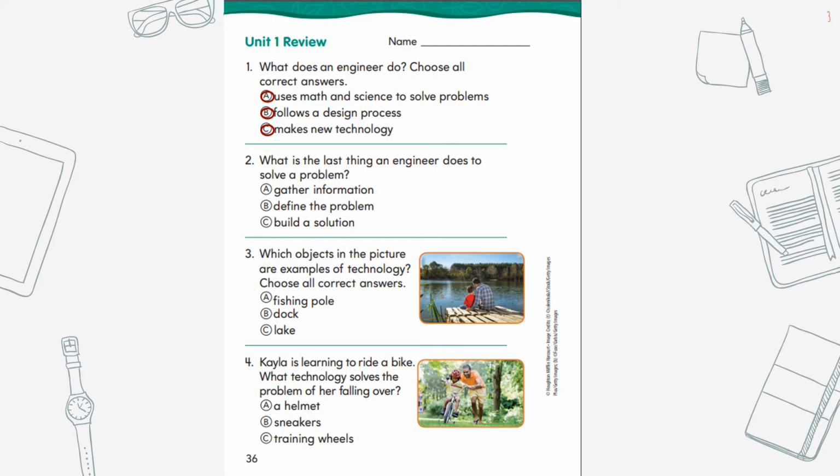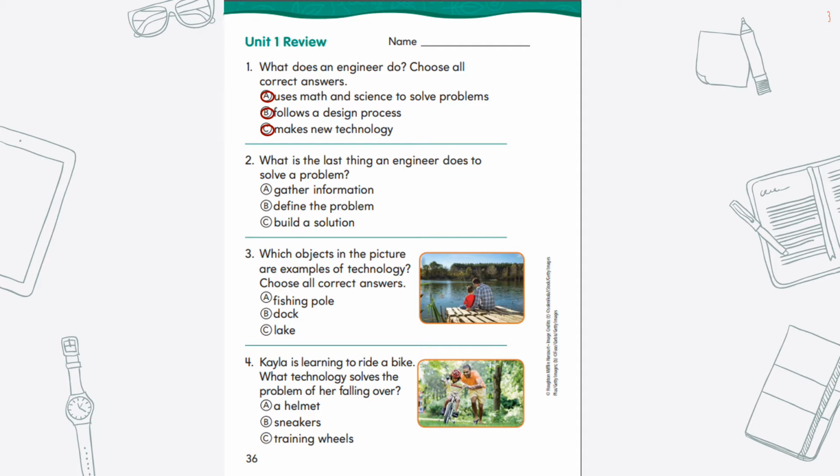Now, let's look at question 2. What is the last thing an engineer does to solve a problem? A. They gather information. B. They define the problem. Or C. They build a solution. Now you should know two of these options are related to step 1, and one of the options actually comes after step 1. So what do you think the answer is? Let me give you a while to think.